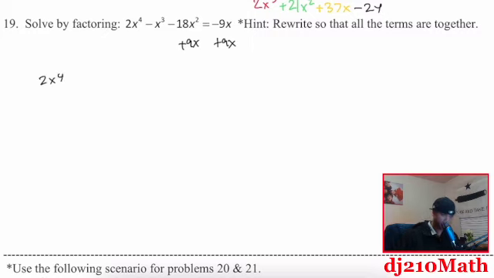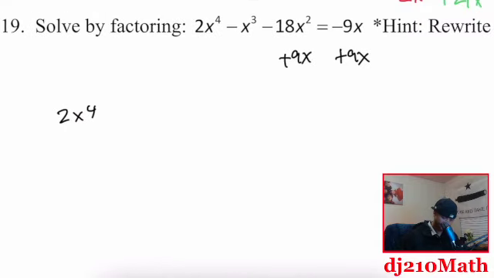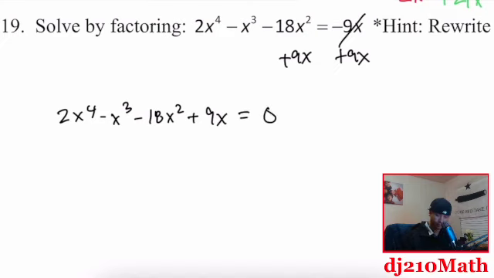So now this is going to be 2x to the 4 minus 3x minus x cubed minus 18x squared plus 9x equals 0. So the difference here is that this is equal to 0. So our final answer will be x equals a number, right? x equals a couple numbers probably.